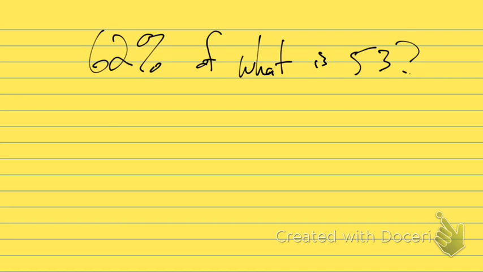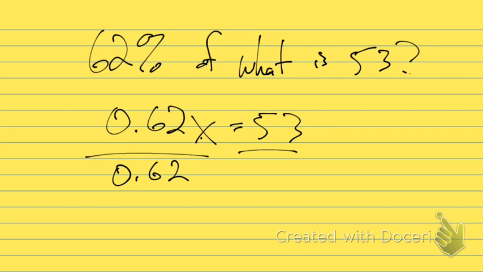All right, here's the equation. 62% of what is 53? How are we on the setup? So I divide by 0.62, 53, because it's a decimal. 53 divided by 0.62. I'm going to round to the nearest tenth. I get 85.5.